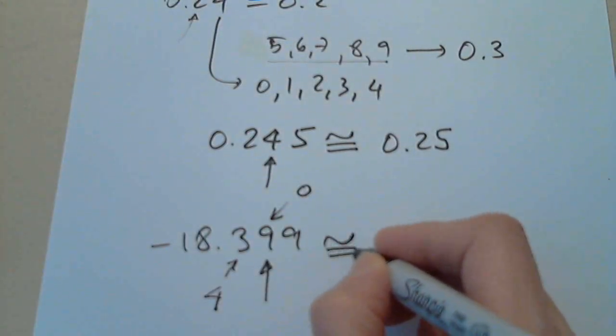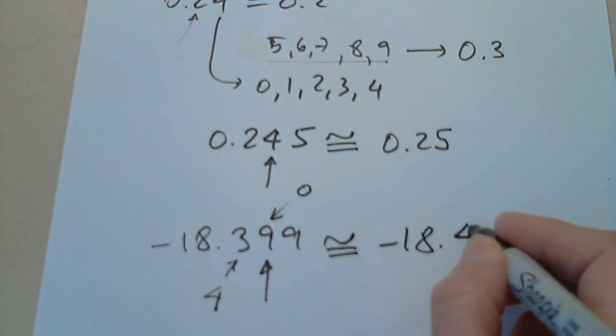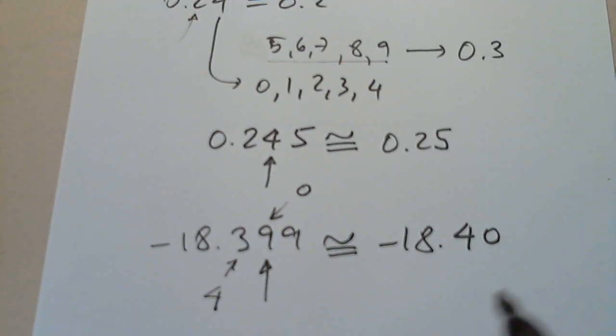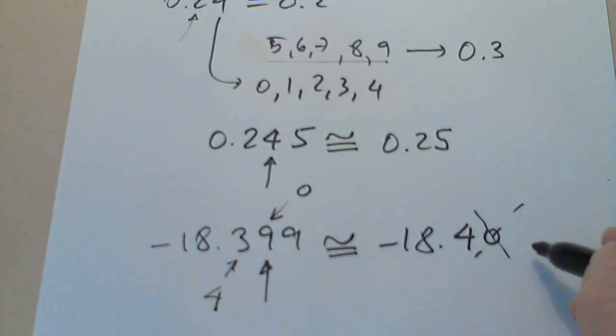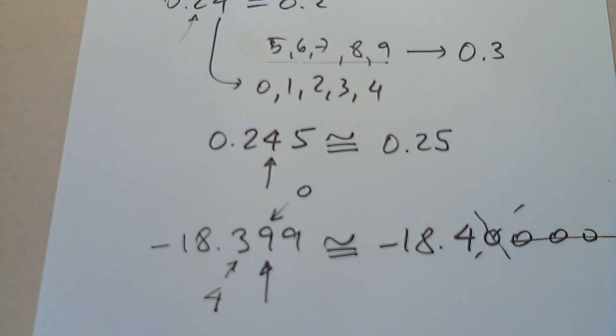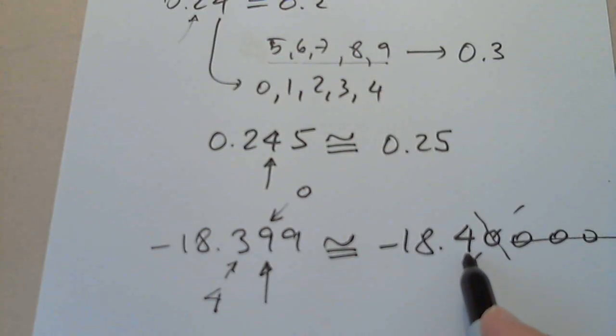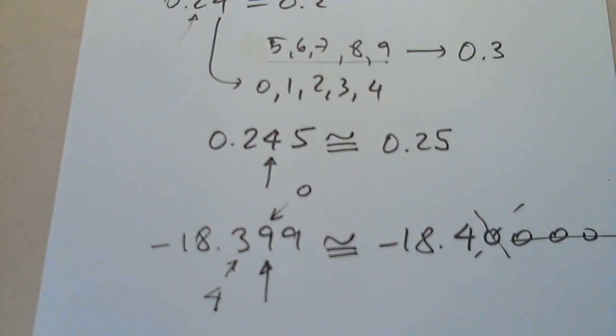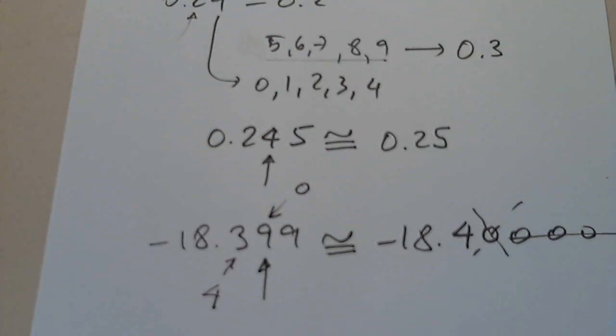So then the approximation is negative 18.40. There is no need to write the last 0, or as many zeros as you want, after the last decimal digit. If it's 0, you don't have to write it. If it's anything else, you have to.